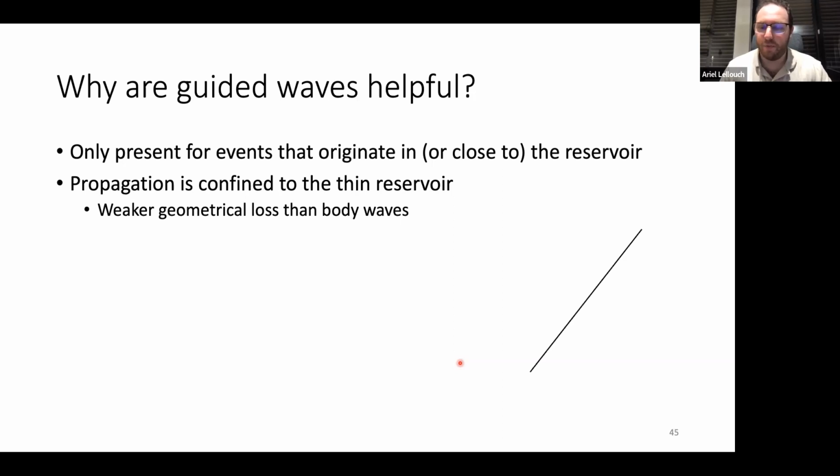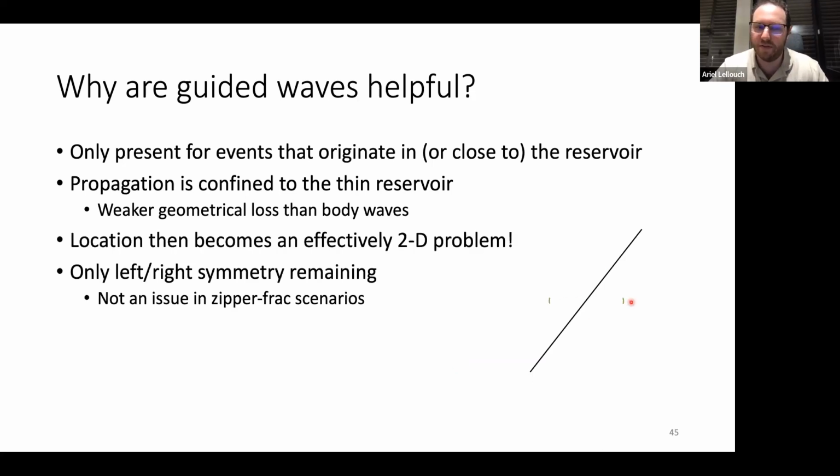But visually, we said we have a fiber and we have the circular symmetry. Now, if we see guided waves, we know the event has to be coming from the reservoir. So we can actually intersect that circle with the reservoir. And in our case, the reservoir is pretty thin. So we are actually reduced to a 2D problem, right? I mean, if we assume that the depth of the reservoir is negligible, we actually can resolve the location.